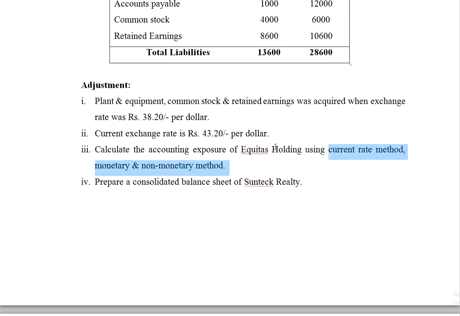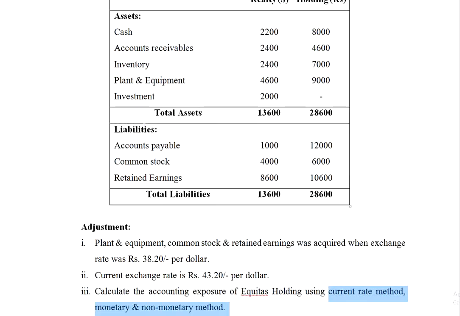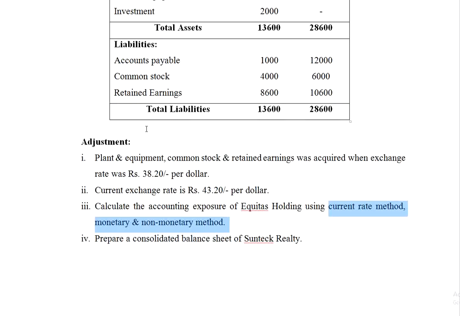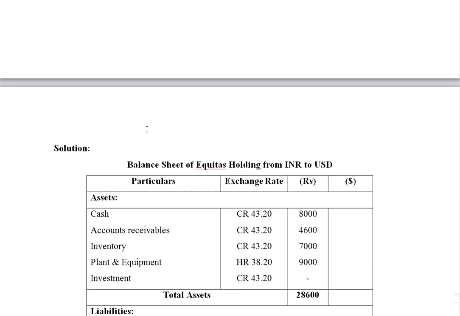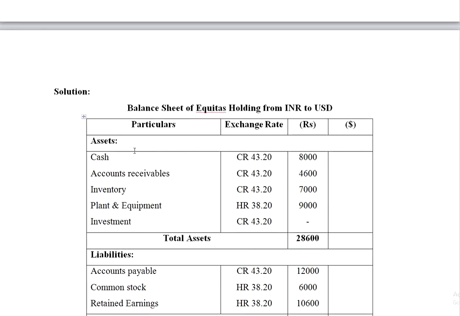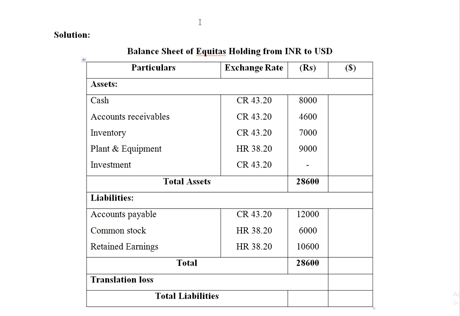So let us come to the solutions part. Let us go by every single item from here. I've already done the format. So the format is here. You can observe this, and then we shall move further. This is the balance sheet of Equitas Holding. Since the balance sheet of Equitas is given in rupees, this is INR, Indian National Rupees, we have to convert it into USD, which means it should be converted into dollars.